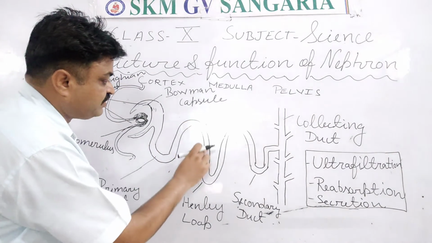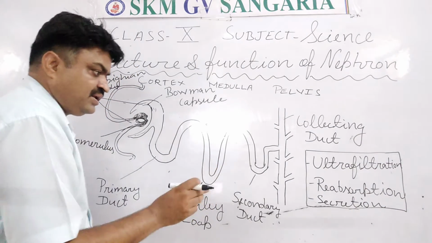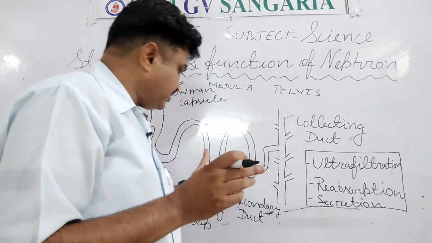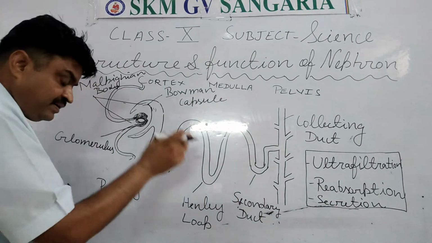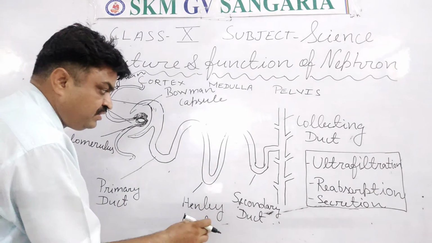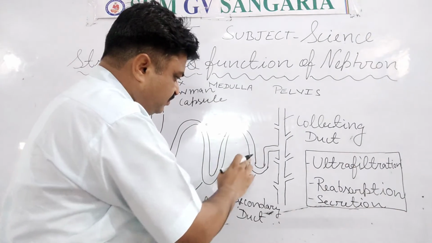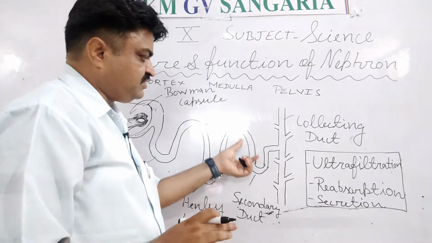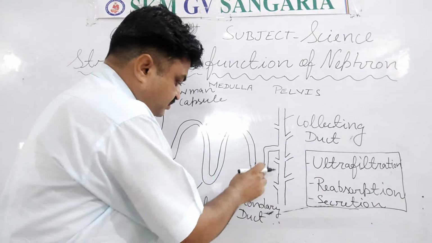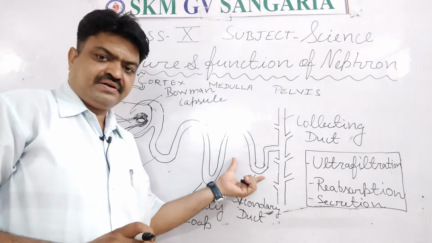And this part has a loop-like structure, and with this loop-like structure there are venules, meaning small blood capillaries, attached with it. And this structure is known as the Henle loop. This structure, student, the Henle loop. And after the Henle loop, there is a tube-like structure that is attached with the collecting duct, known as the secondary duct, student. It is the secondary duct.